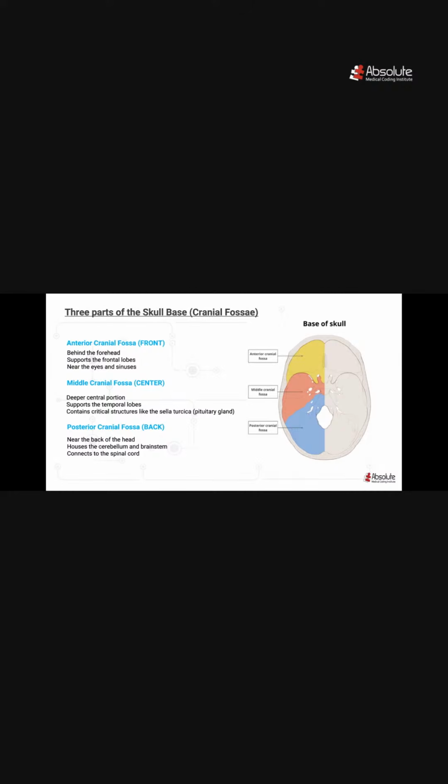So, why does it matter for coding? You might ask, why does the anatomy matter for this coding? Yes, it matters because CPT skull base procedure codes are organized based on these three cranial fossae. All right, and an easy tip to memorize is that anterior is your front, middle will be the center, and posterior will be the back. All right, that's a quick tip.